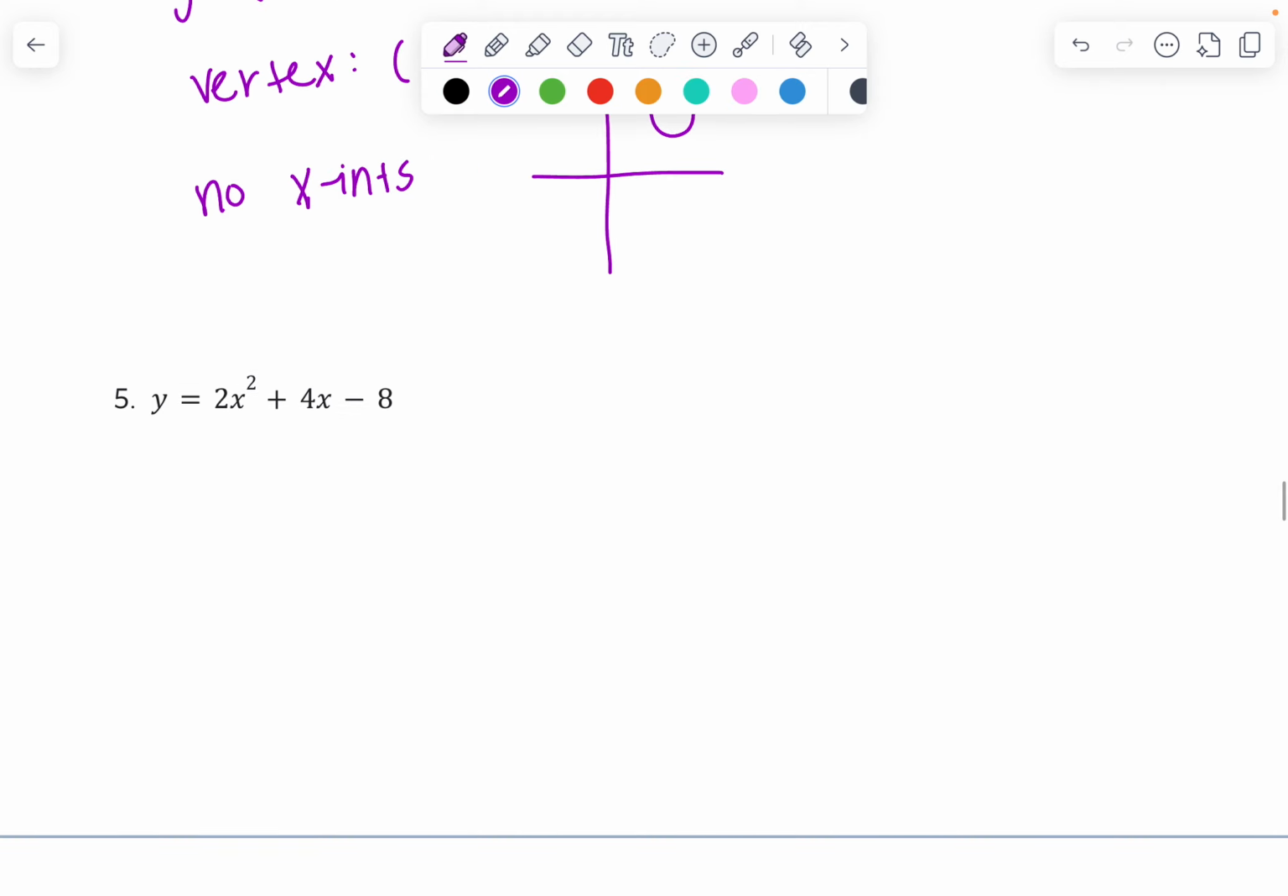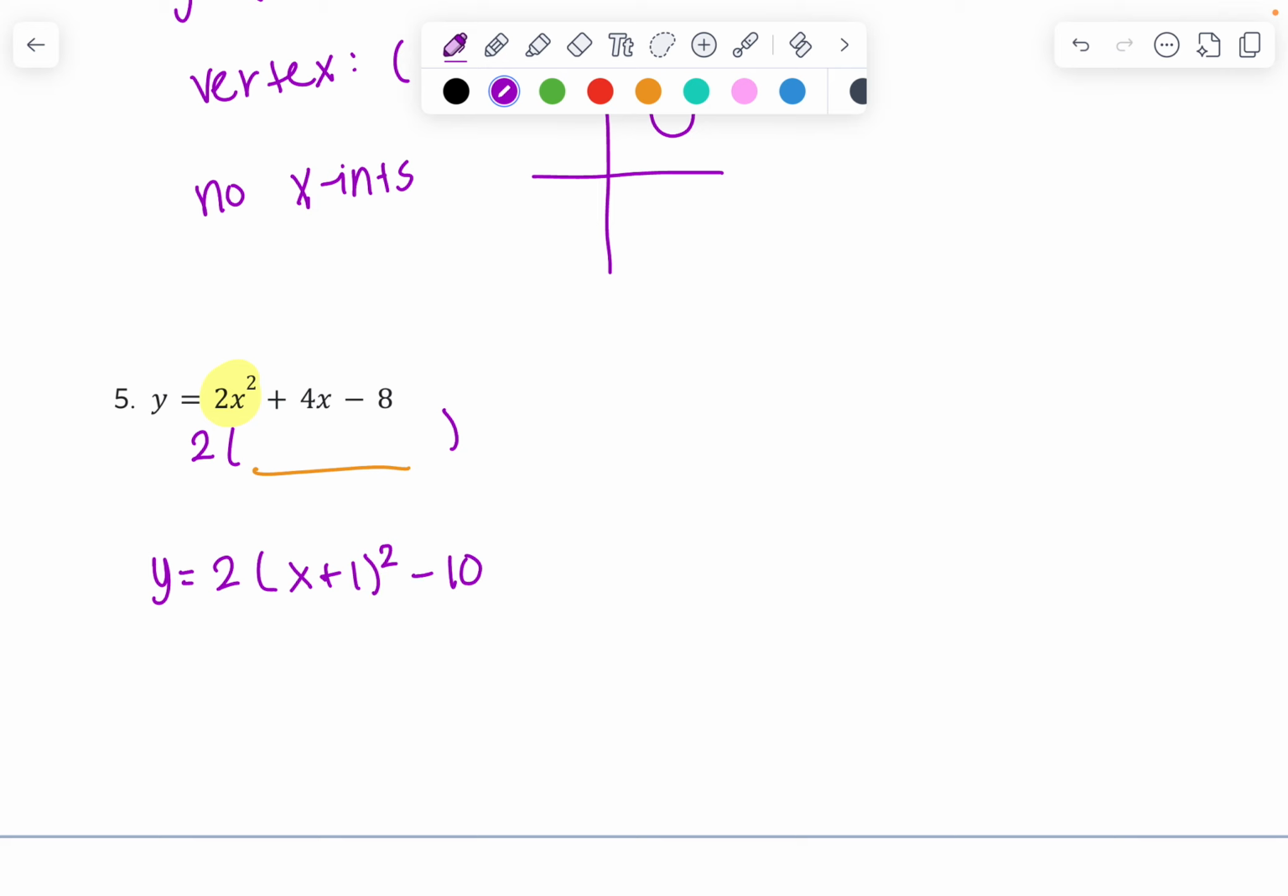On question 5, same sort of thing as number 2, where we don't want to see a 2x squared. We really just want to see an x squared. So we would factor out that 2 first, and then do that completing the square process with what's left over here. So our final answer there is 2 times x plus 1 squared minus 10.